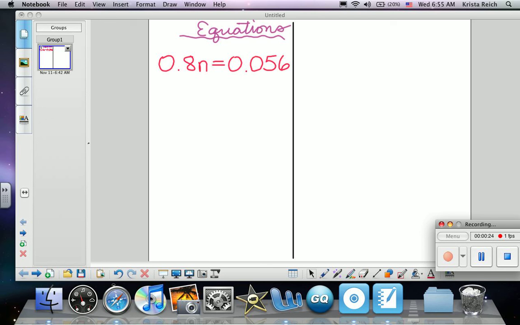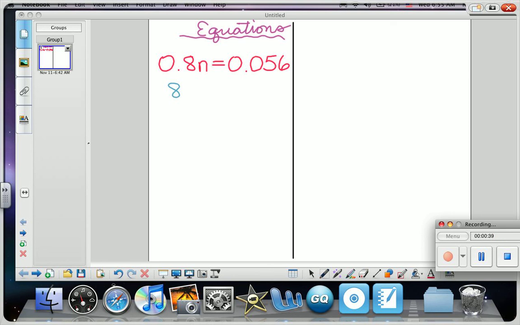So like I said previously, decimals confuse me, I don't like them. Equations are tricky enough. So I'm going to go ahead, drop my decimals, drop my zeros, and rewrite my equation as 8n equals 56. Now this looks a little bit more manageable. I read this equation now as 8 times what is going to give me 56.